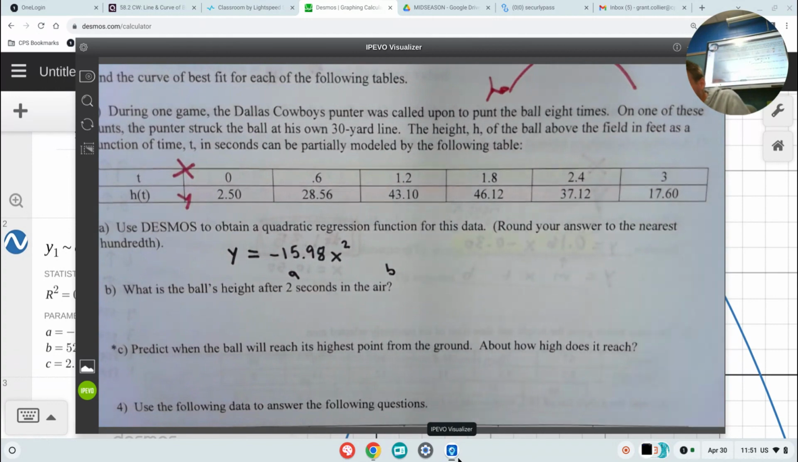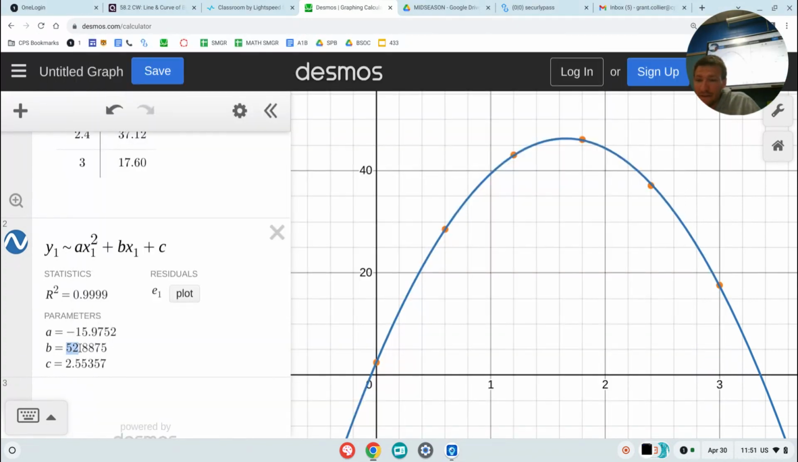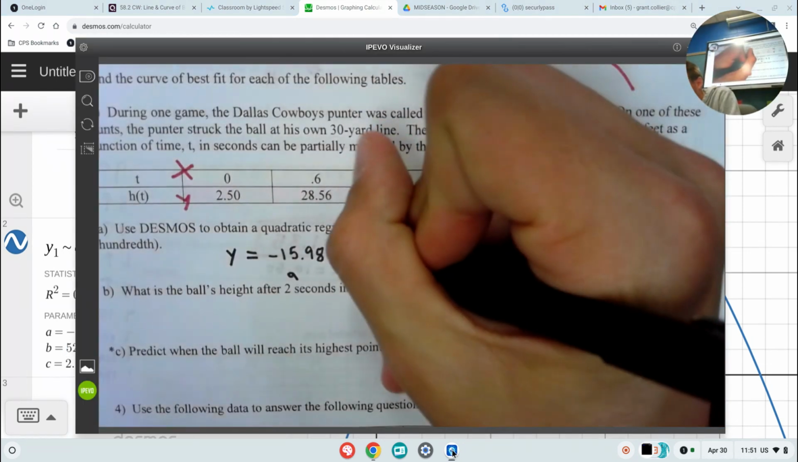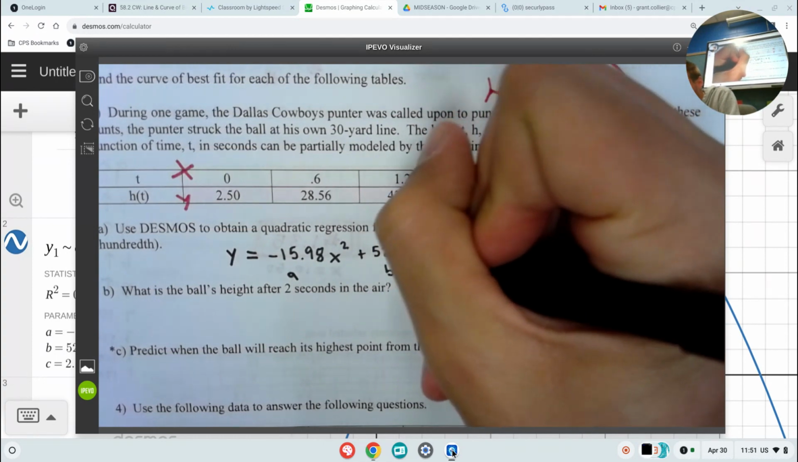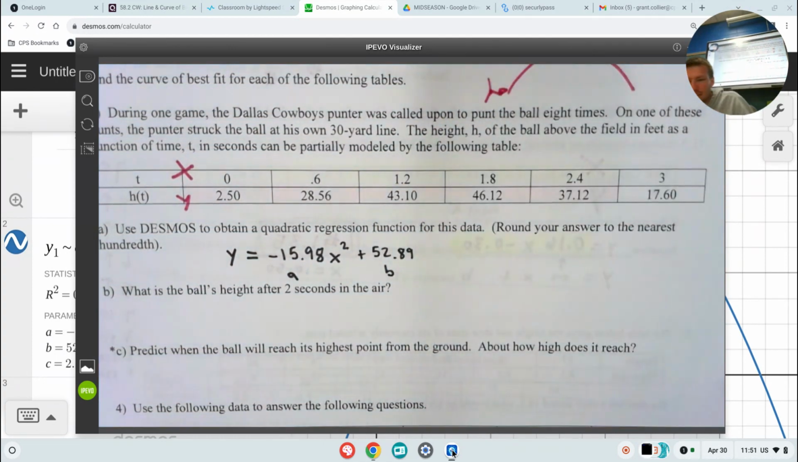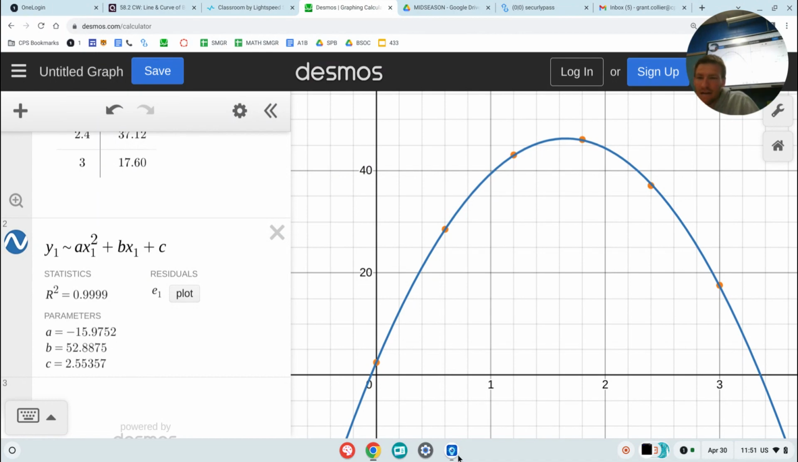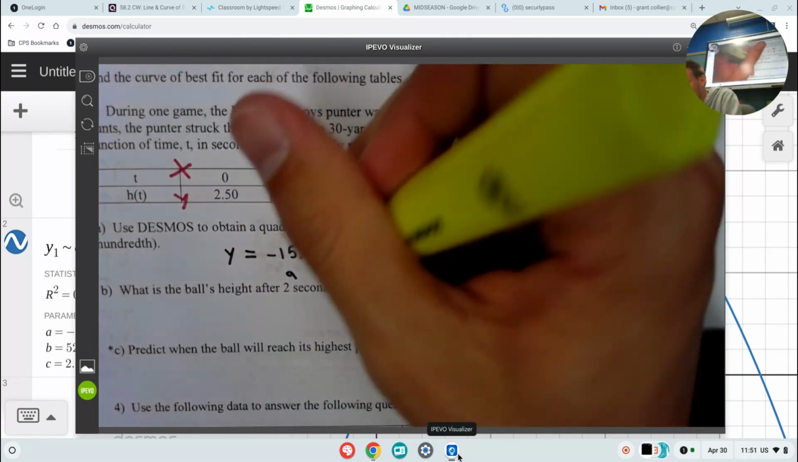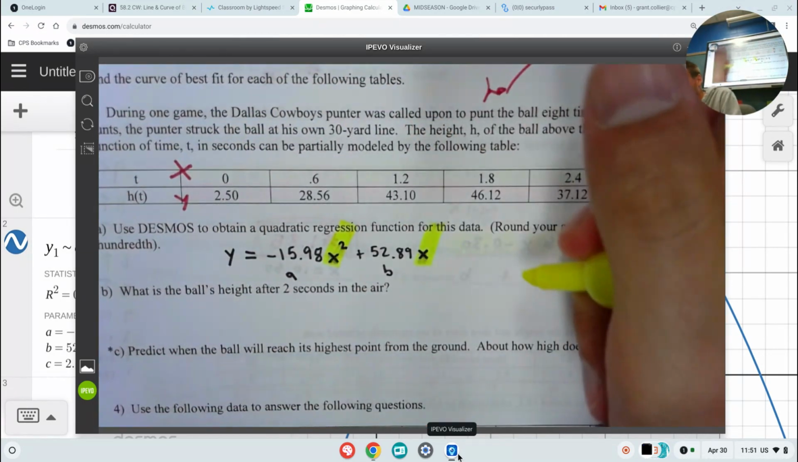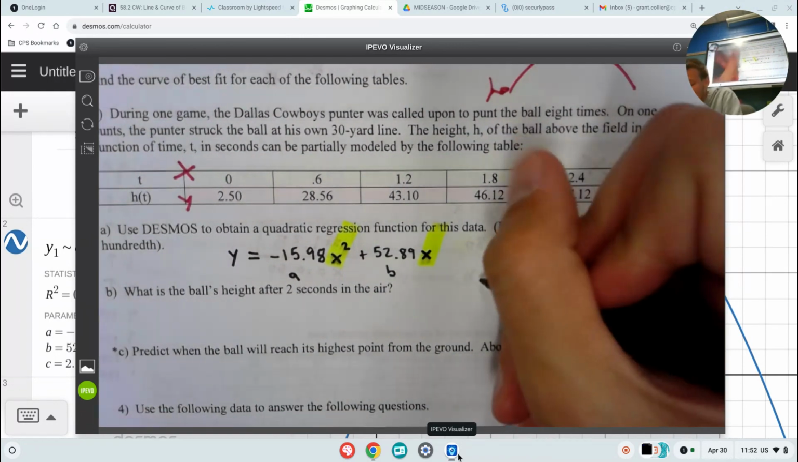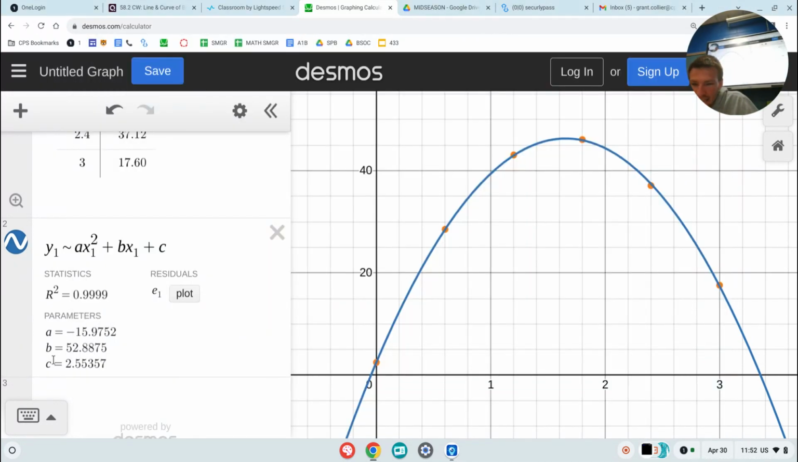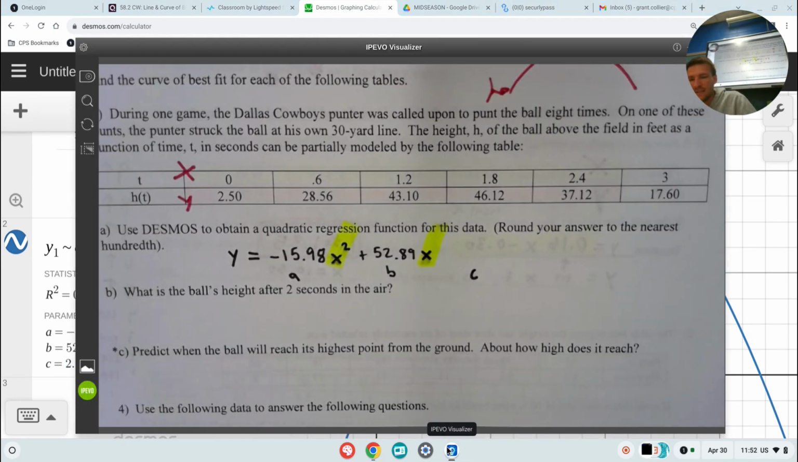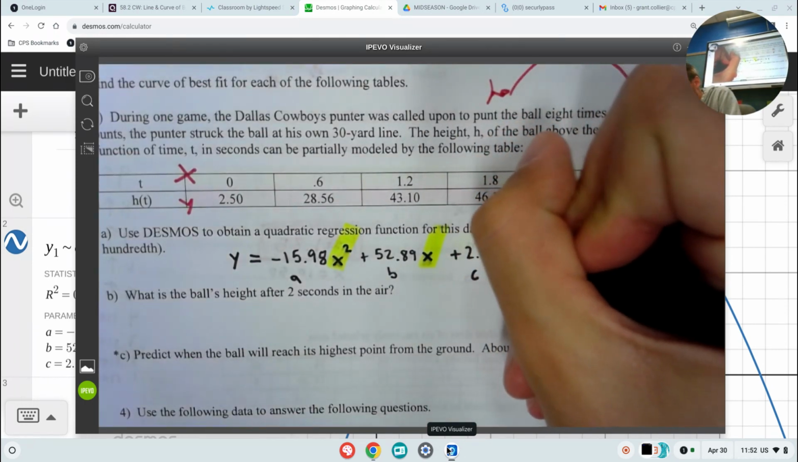Up next is B. B is 52.88. Do I need to go up to 89? Yes. Again, this is not hard. 52.89, because my 88 needs to round up. And the B gets a single x on it. Make sure that you're going from x squared to x. And up next is C. C is 2.553. Do I need to go up to 2.6? No. 2.55.